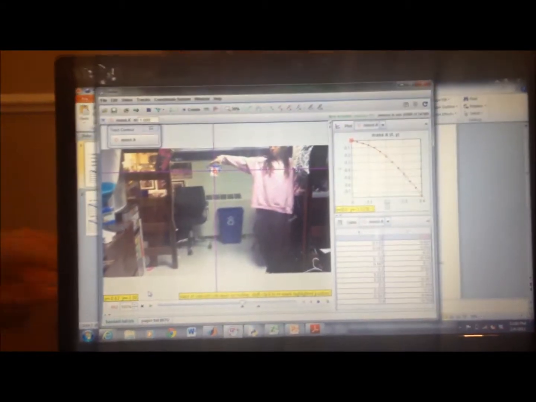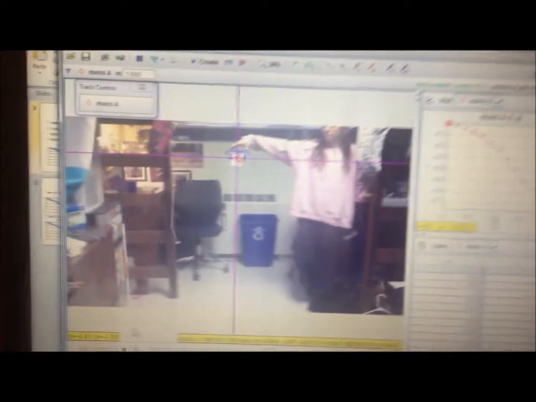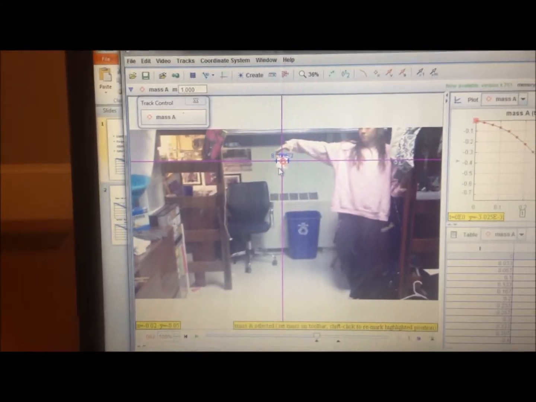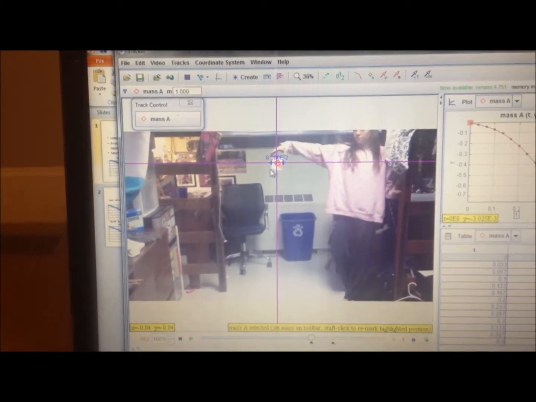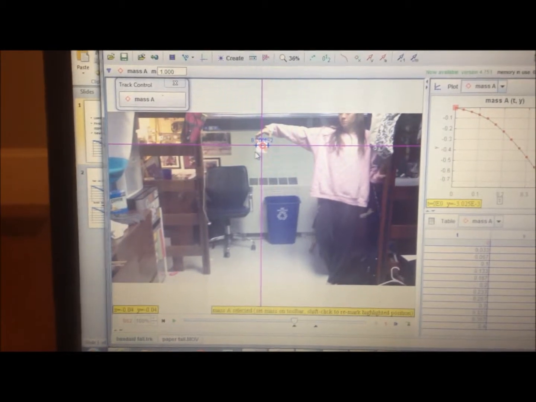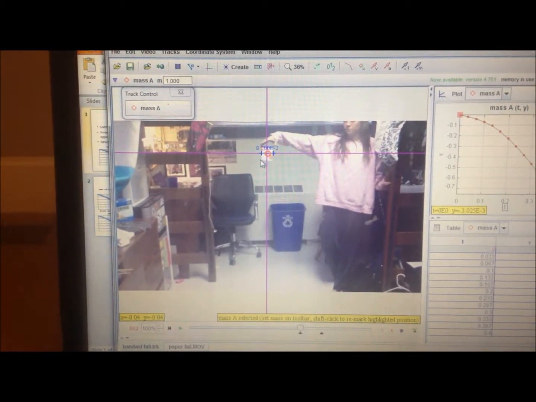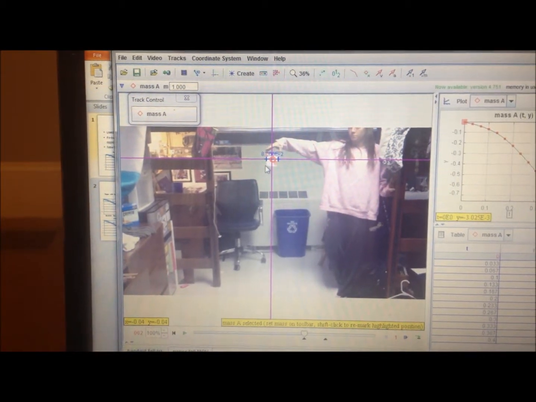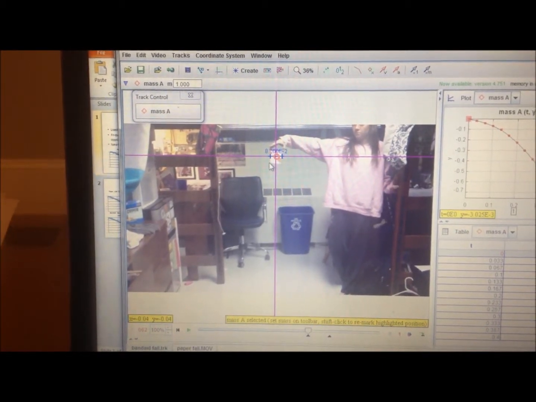So you can see here, my first step in Tracker was to show the videos where I dropped the two objects. This is my Band-Aid box, which falls quickly. You can see that I set the axes so that the object falls in the negative y direction. I set the length scale for the video, which is 0.08 meters, the length of my Band-Aid box.